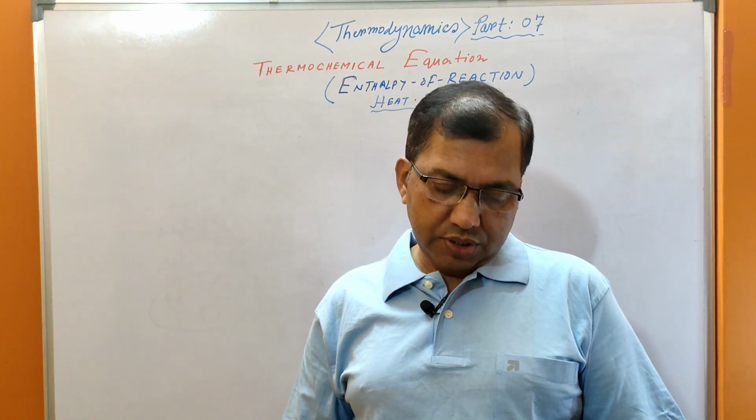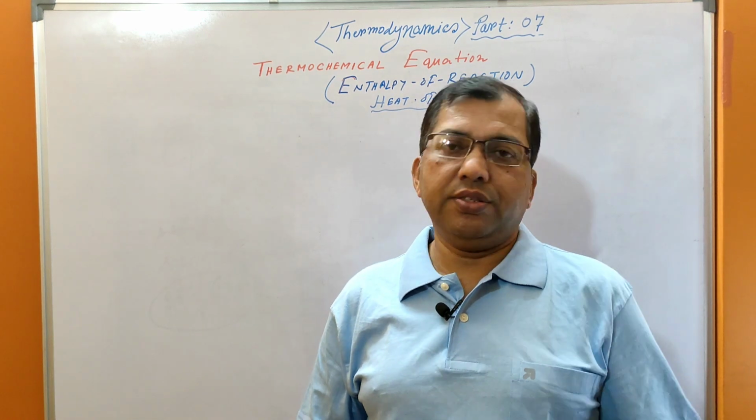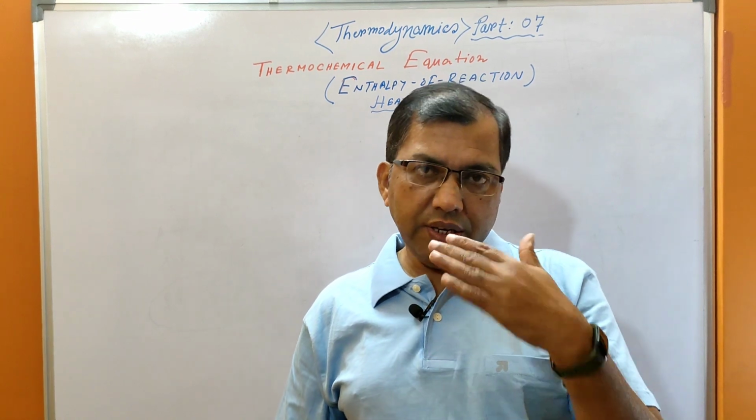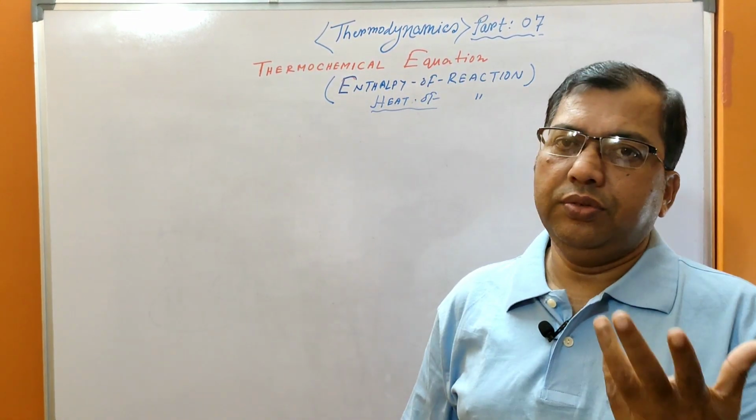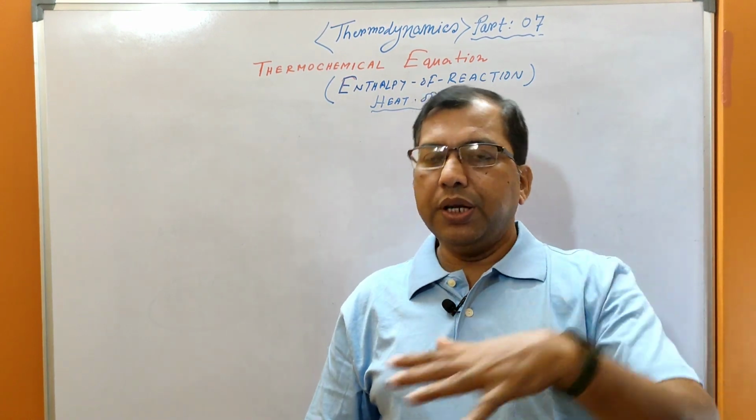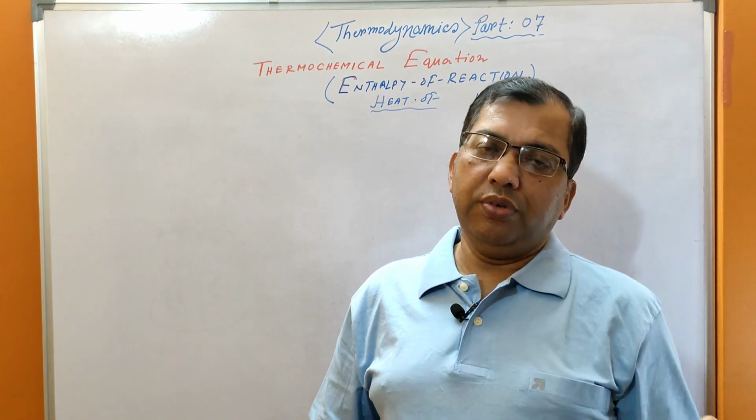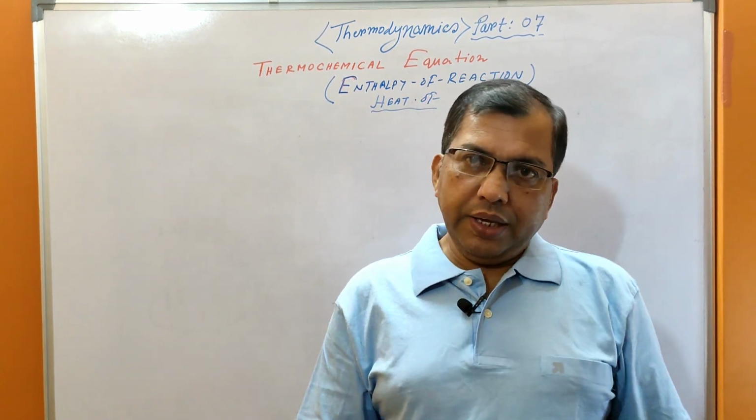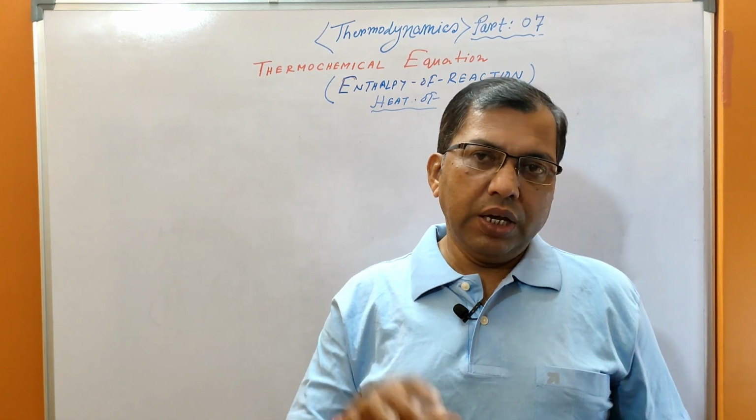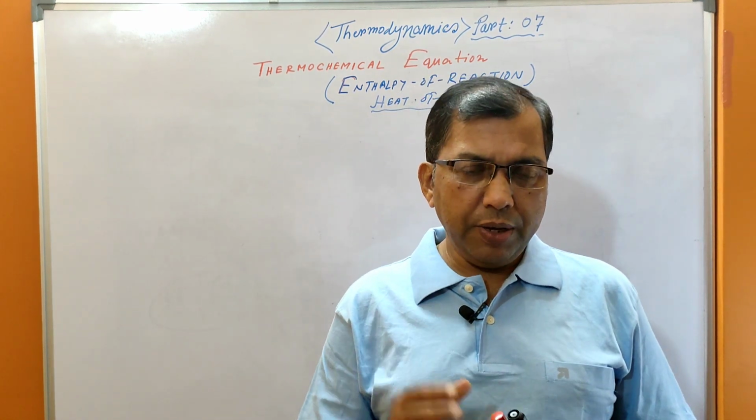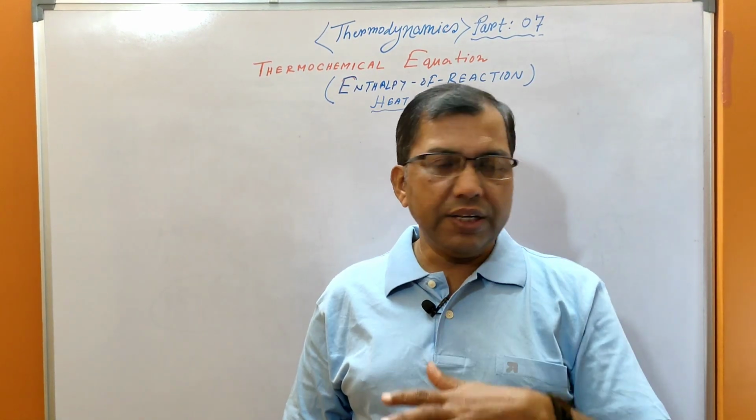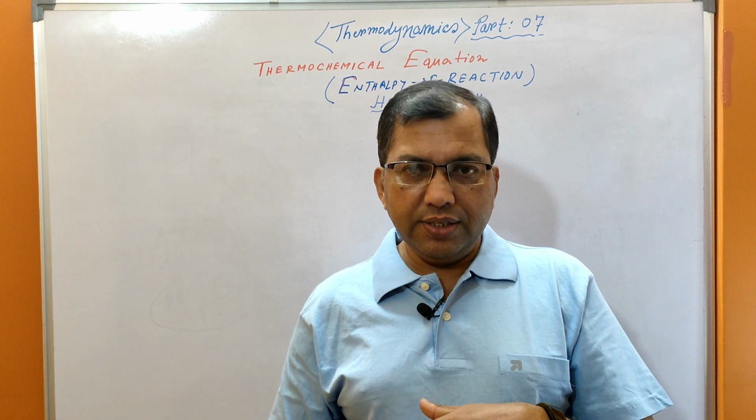A chemical equation indicates the enthalpy of reaction, which is the amount of heat evolved or absorbed during a chemical reaction. As I told you in earlier topics, the heat evolved or released, or absorbed, can be expressed in terms of delta H. When heat is released, that is known as an exothermic reaction, and when heat is absorbed, that is an endothermic reaction.